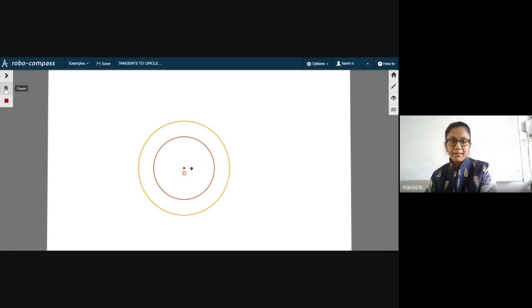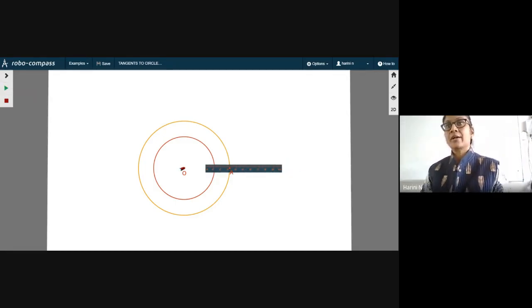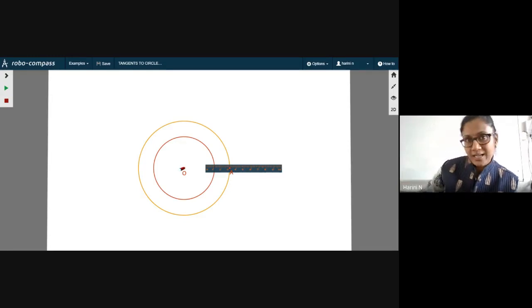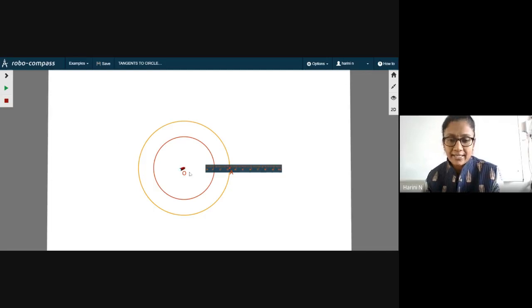For convenience, I am maintaining it on the right side like I did it previously. I mark that as A. So A is a point on the concentric circle. Anywhere on the concentric circle, top, bottom, left, right, anywhere. I have maintained it on the right side because my construction will be easy. I am a right-handed person, so I want it on the right side. So once you have located the point A on the circumference of the yellow circle, join your O and A.